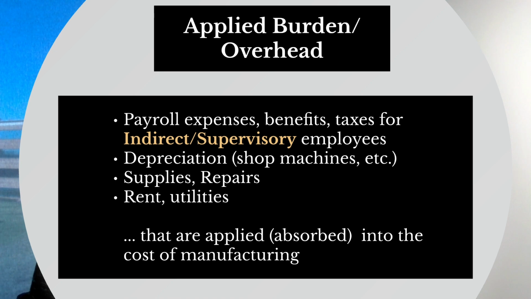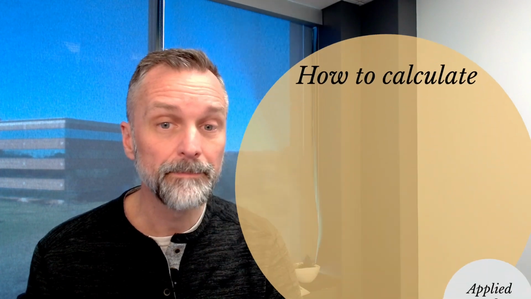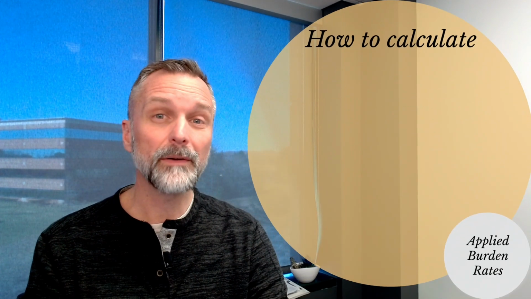So we're going to capture all those costs, and then we're also going to apply or absorb a cost rate to offset those costs so that those costs are going into the cost of manufacturing, cost of goods sold. So we're going to be in the general ledger capturing our actuals, and we're also going to be applying or absorbing those with every hour, essentially, of production that occurs in your business. So that's the definition. Now, how do we calculate it?